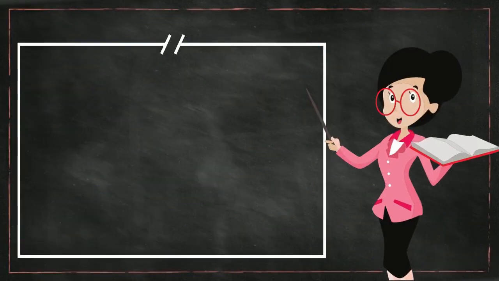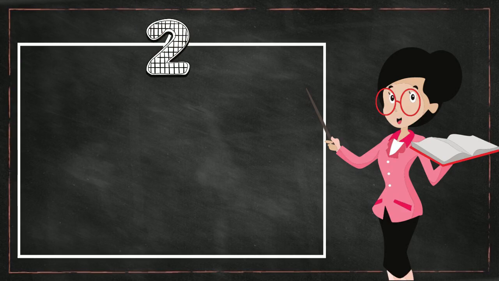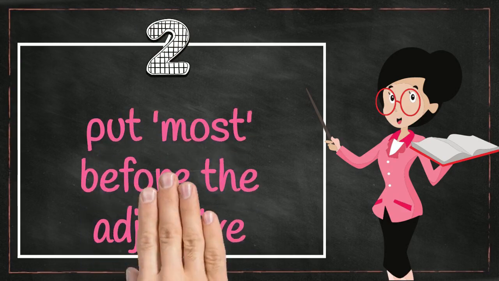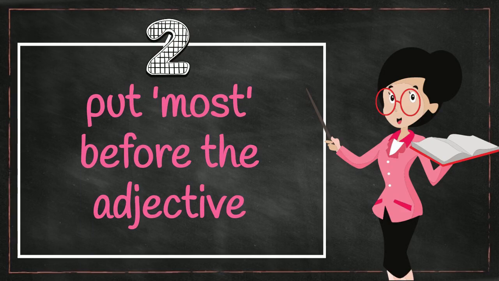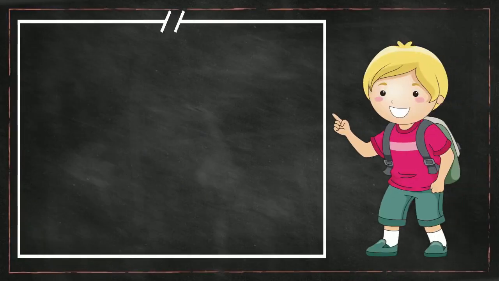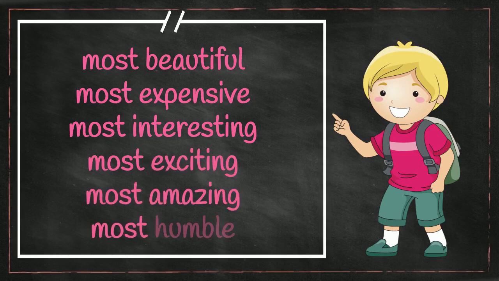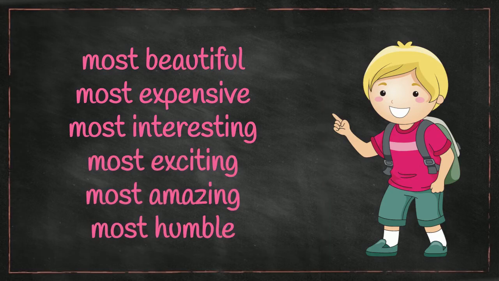However, for some adjectives, we cannot use rule number 1 for them. So, for these adjectives, we need to use rule number 2, which is we put the word most before the adjective. For example, most beautiful, most expensive, most interesting, most exciting, most amazing, and most humble. And of course, there are so many more.